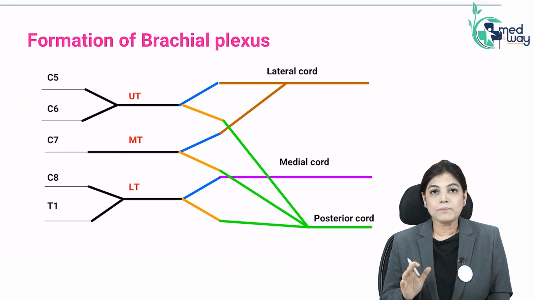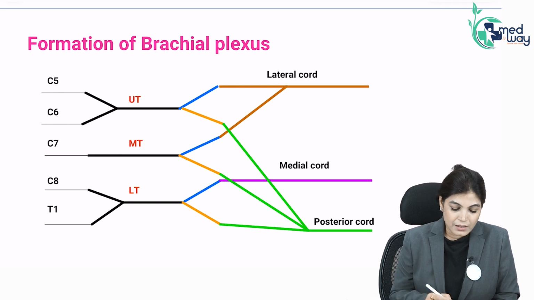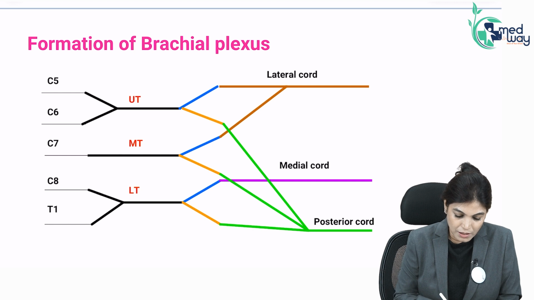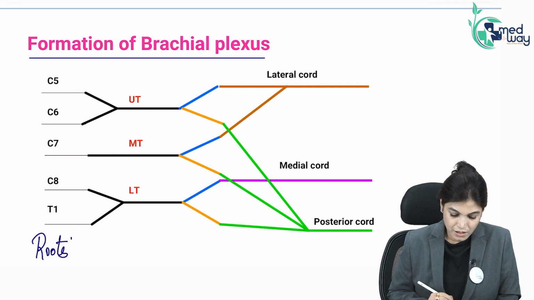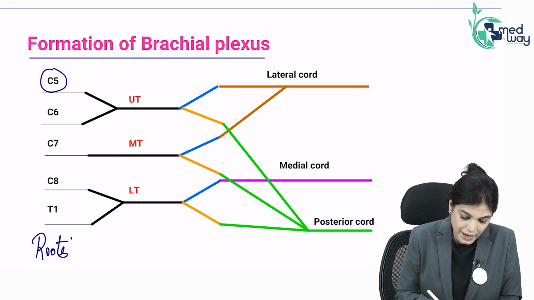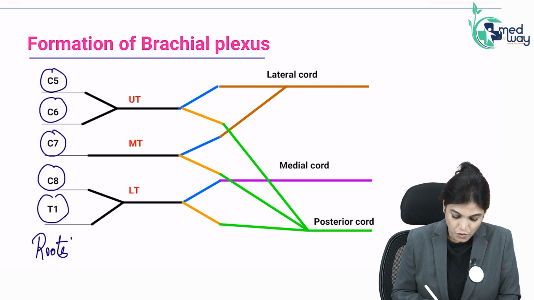Now, this is a schematic diagram. Multiple colors have been used so that you can understand the formation of brachial plexus. If I talk about the formation of brachial plexus, just see here. So, here I will write roots. C5, C6, C7, C8 and T1 ventral rami are forming the roots.